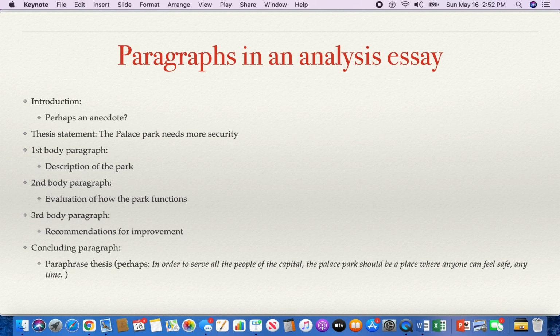And my concluding paragraph, I think I'm going to make it easy. I'll just paraphrase the thesis and say something like, in order to serve all the people of the capital, the Palace Park should be a place where anyone can feel safe anytime.